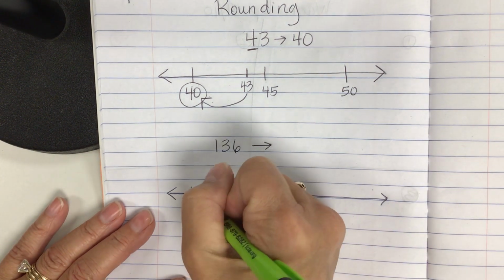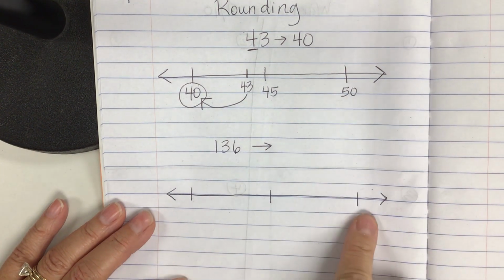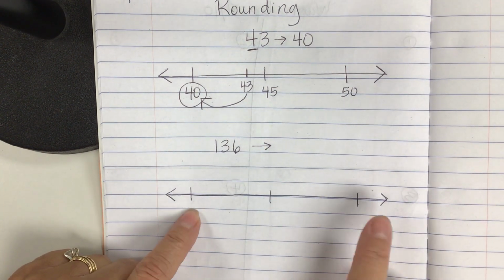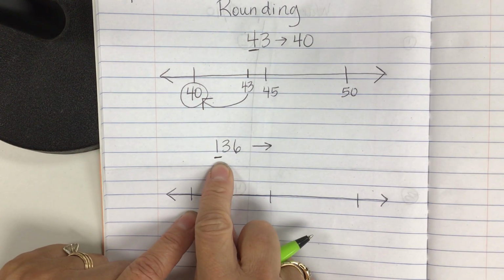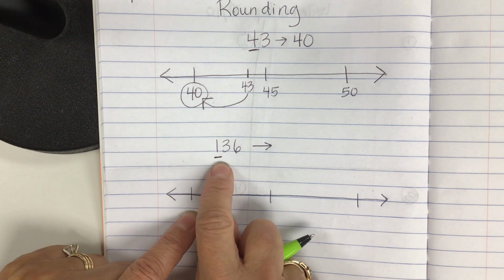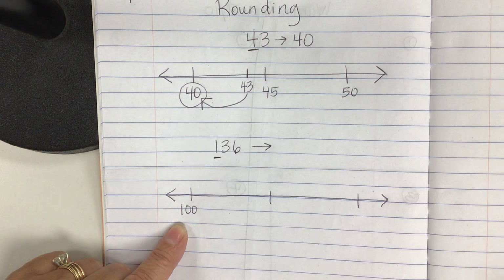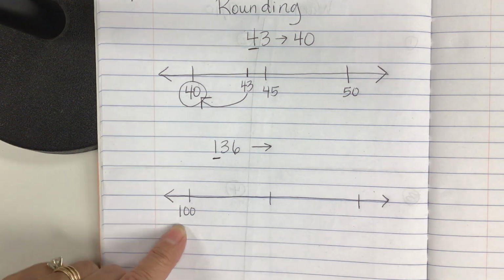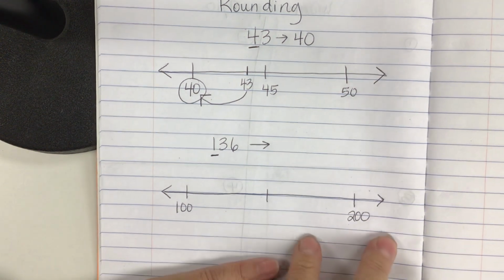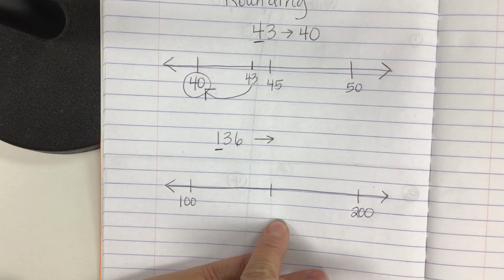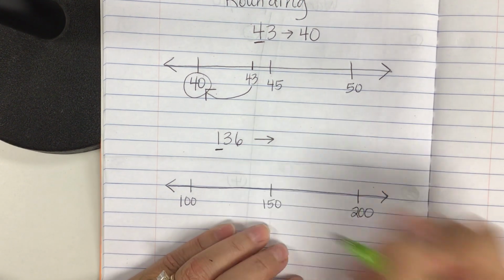So again, we're going to put 3 tags on the number line. Our outside tags will be our nearest hundreds. So remember, the same way we did with the tens, the 100 right here, that is our first 100. And then think about counting by hundreds. 100, the next 100 is 200. Then we have to say, okay, what is halfway? Halfway is always a 5, so that would be 150.